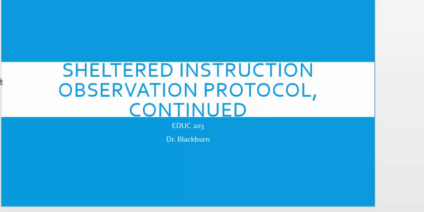Yesterday we were introduced to the Sheltered Instruction Observation Protocol. And if you recall, sheltered instruction means that a lot of the students in your classroom are going to be English language learning students. And so they are placed in a regular mainstream classroom, much like special ed students are for inclusion.